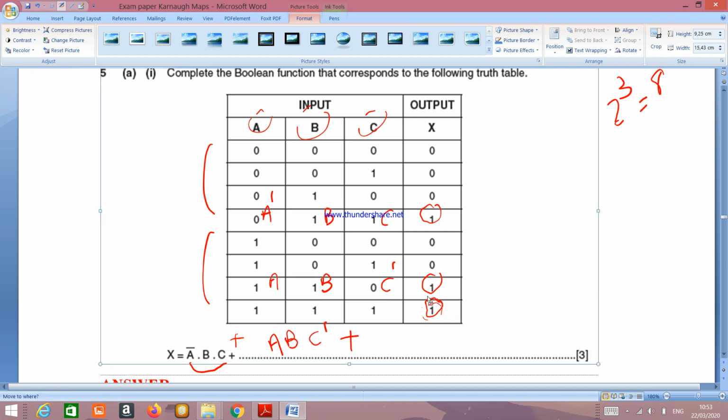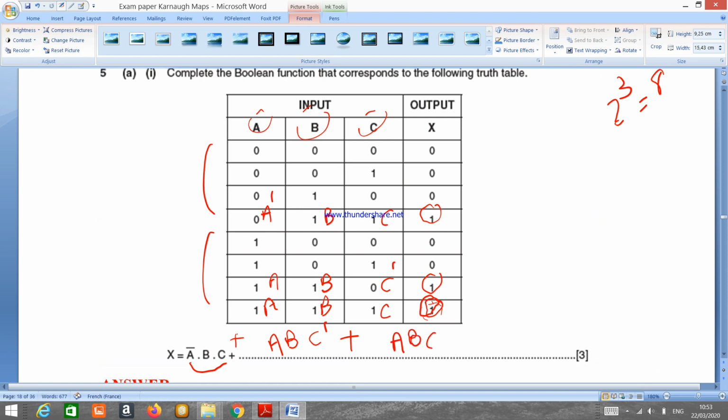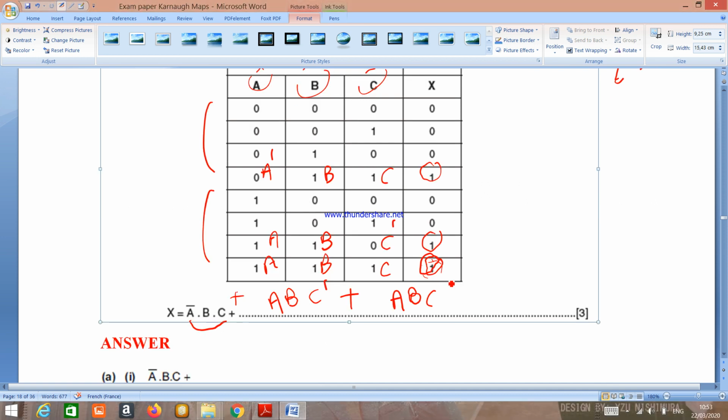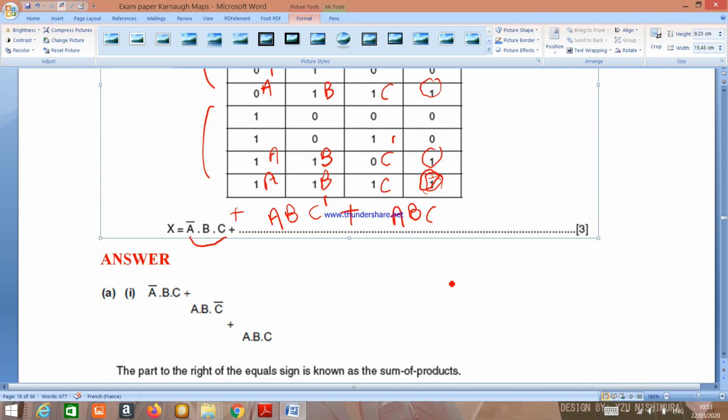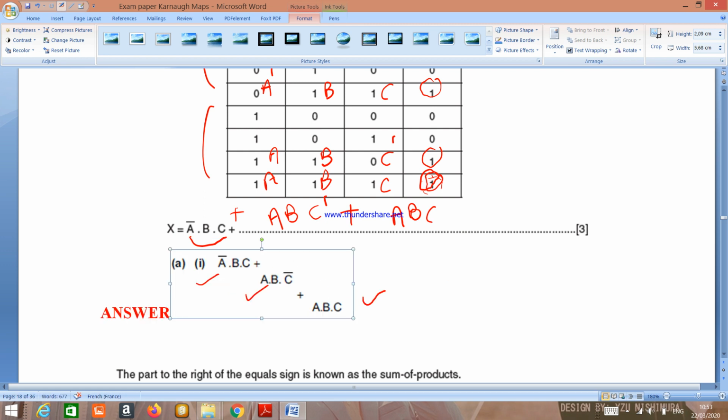Now the last part here is 1. It's A, B, and C. So we are done with this question. There are 3 marks, and you have scored it. Now cross-check the answers given by Cambridge. This was given, this one, and this one. So fine, we are done with it.